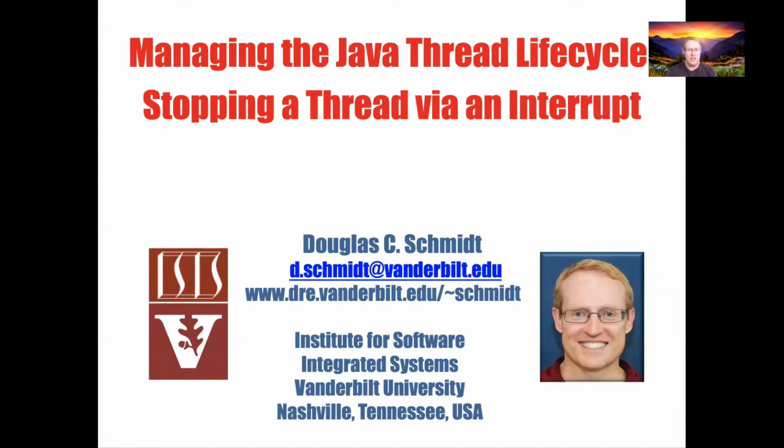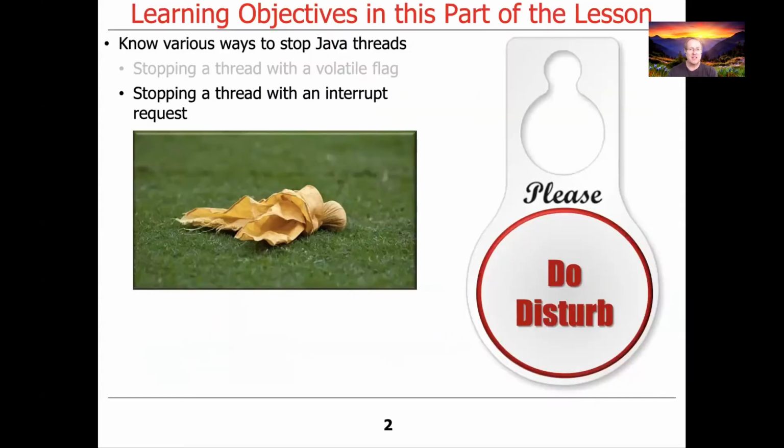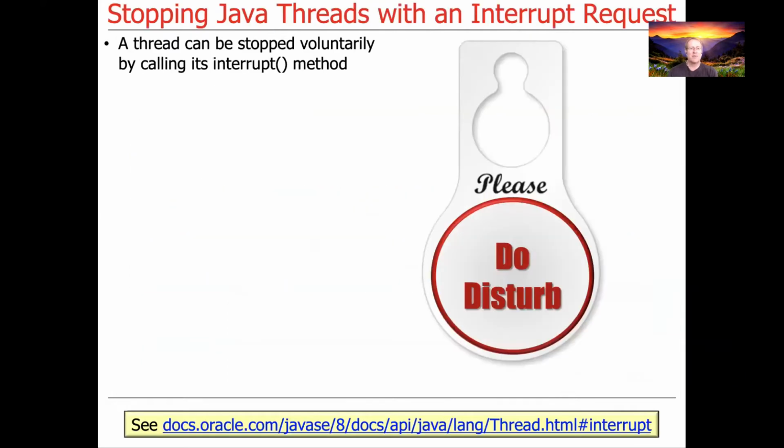So now that we've shown how to stop a Java thread using a volatile Boolean or a volatile flag, let's talk about how to stop a Java thread by using an interrupt. And as we'll see, this is a bit more robust way of doing things. So a thread can be told to stop voluntarily by calling the thread's interrupt method.